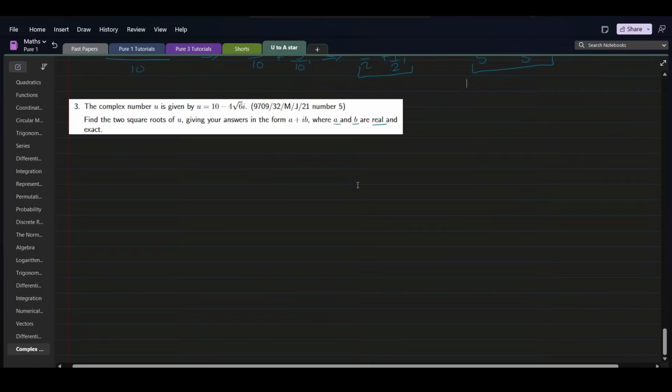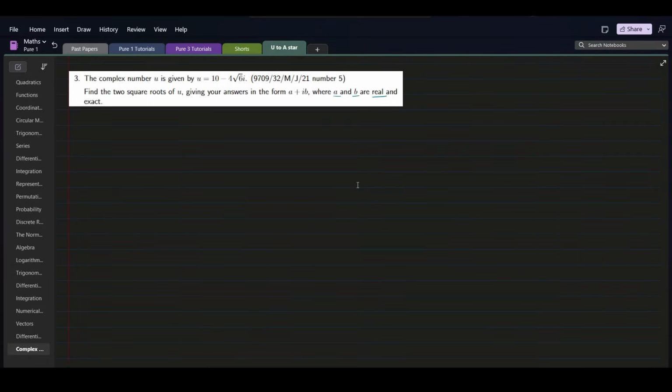Okay, so let's move on to the next question. The complex number u is given by u is equal to 10 minus 4 root 6i. Find the two square roots of u, giving your answers in the form a plus ib, where a and b are real and exact. Okay, so we are looking for the square root of 10 minus 4 root 6i.